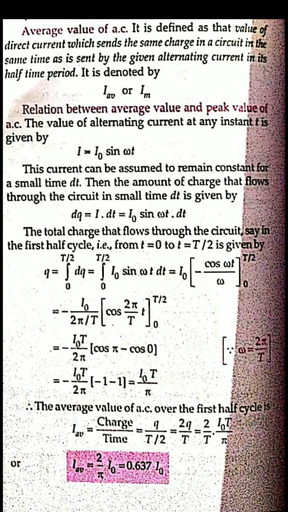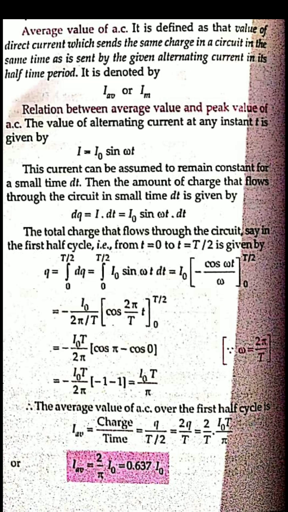So that's why it says that the alternating current of the half time period is denoted by Im or I average. That's why I told you that we do not use Im for the maximum current; we use I naught for peak or maximum current, because Im is used for the mean value or average value. So what is the relation between the average value and the peak value of AC? That means Im and I0.